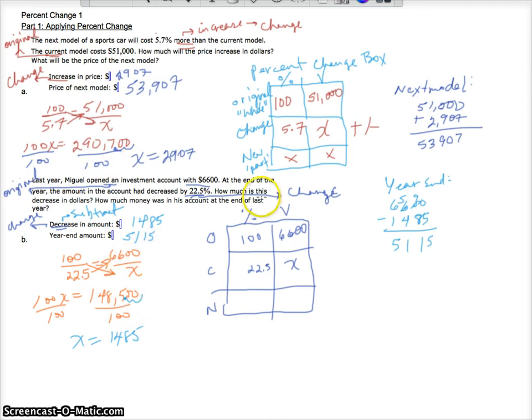So please just remember to set up your percent change box and we can go from there. Your original, your change, and your new will be fairly simple to plug in. We'll just get really good at finding that information.